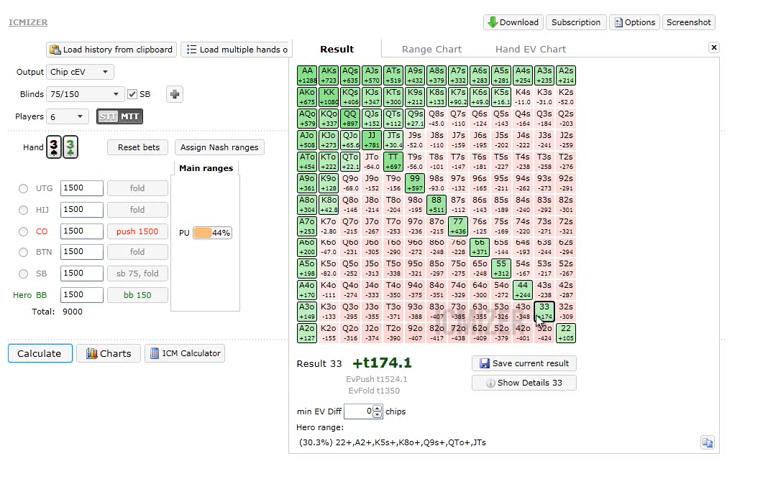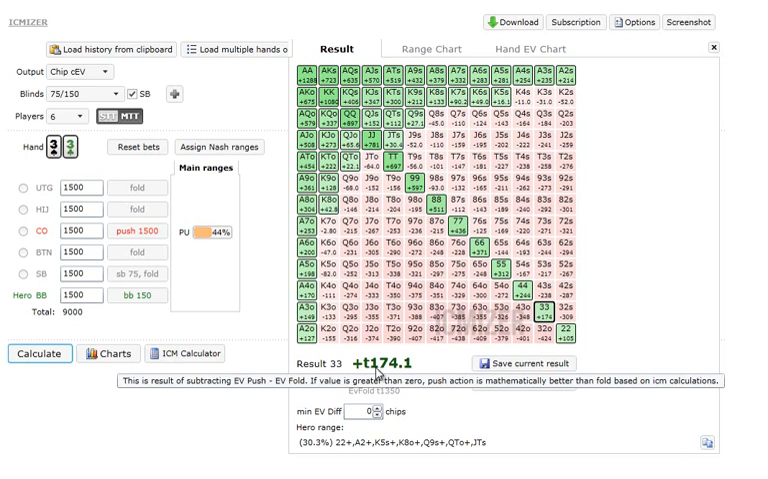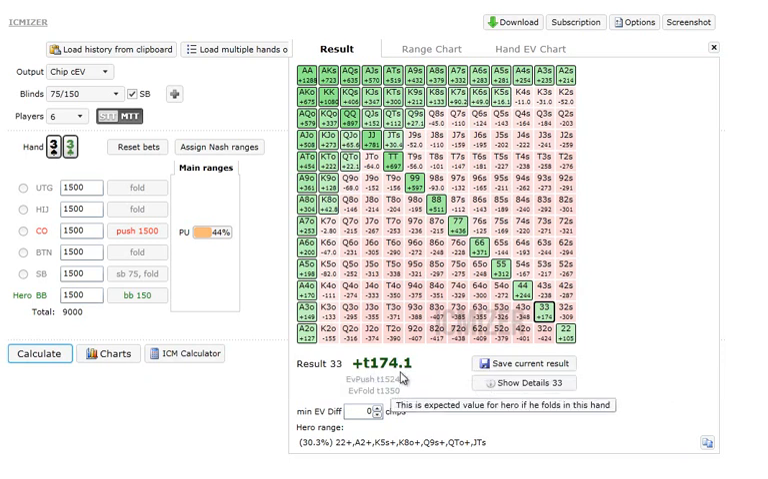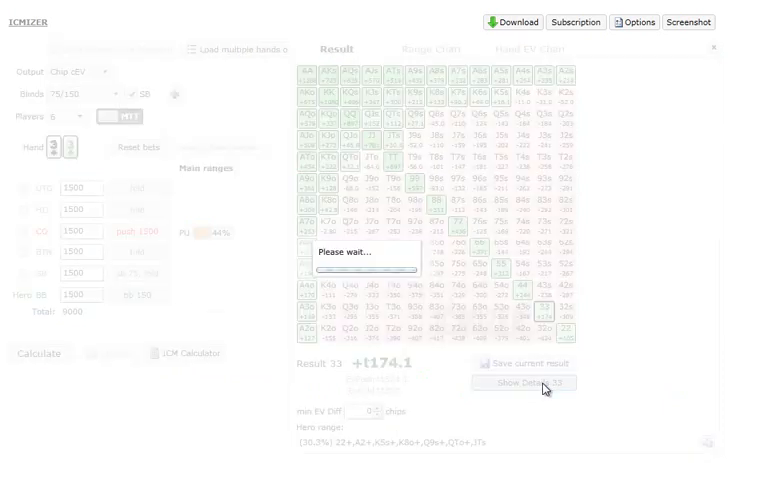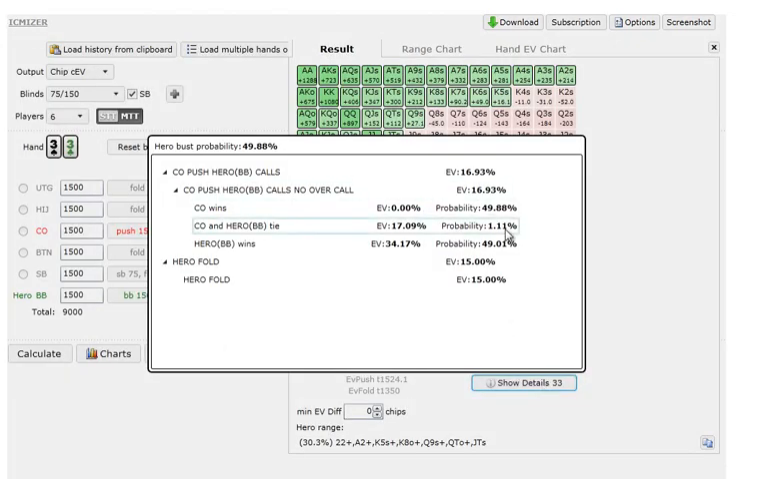So right now we have 3 selected. So it shows 174 chips difference in this case scenario. We can check detail. How exactly do we get this value, 1524? For this, you click this show detail button and you see the actual percentages which are taken into account.